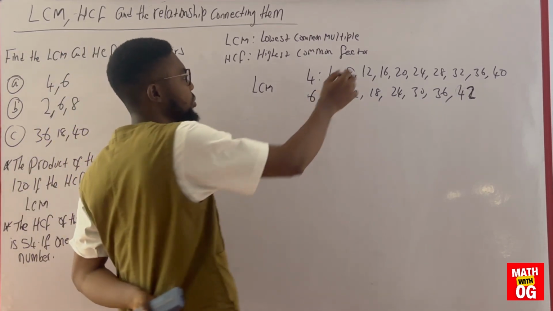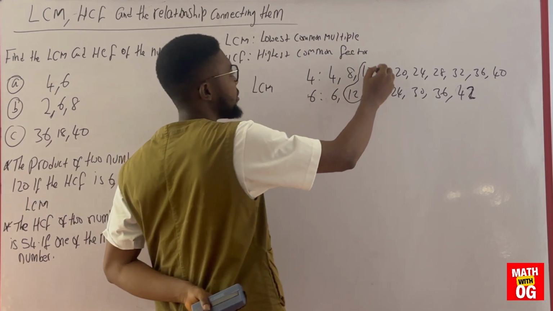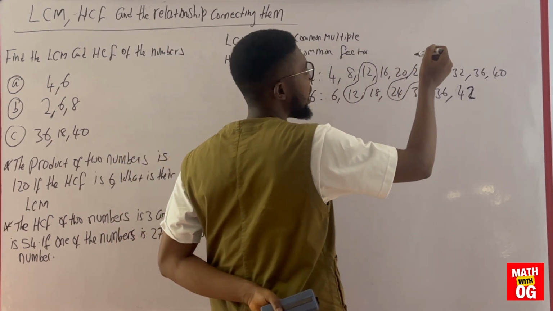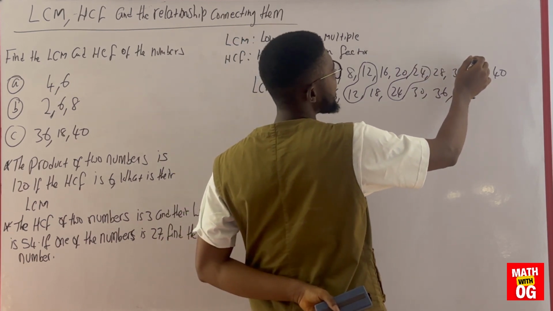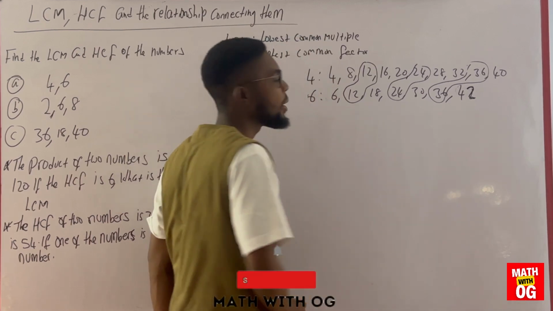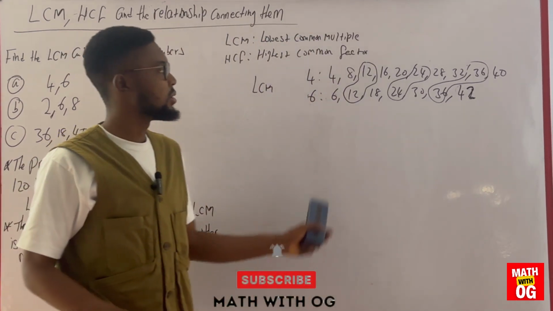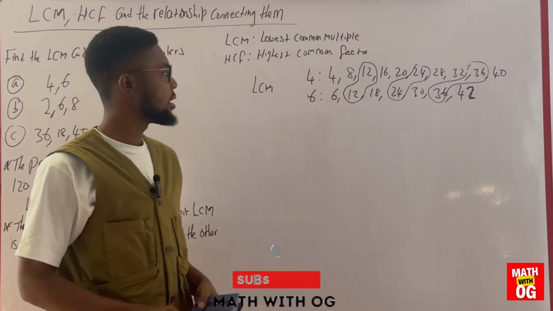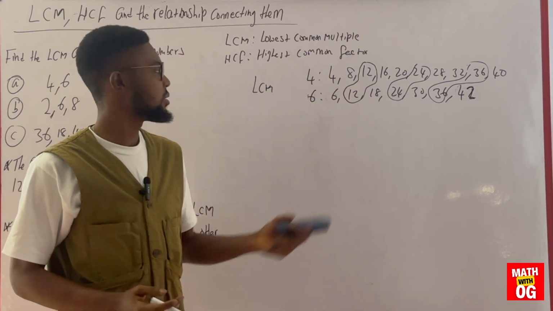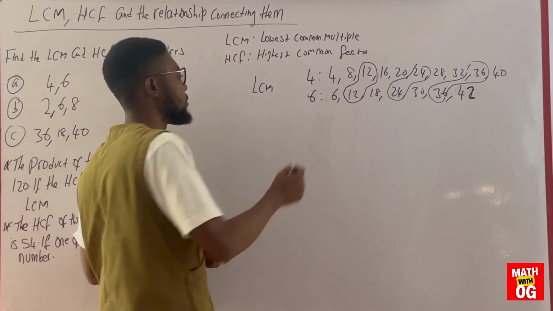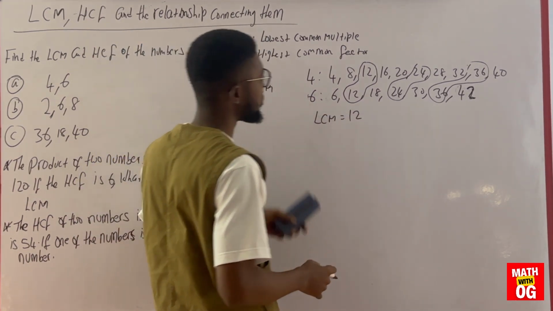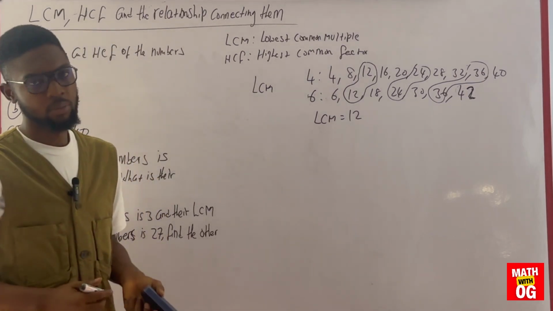Now what are the common multiples? You have 12, 24, 36. You also have other common multiples, but these are the first three that you can see here. In these common multiples, which of them is the lowest? The lowest is 12. So therefore, the LCM is equal to 12. So that's how you find LCM.